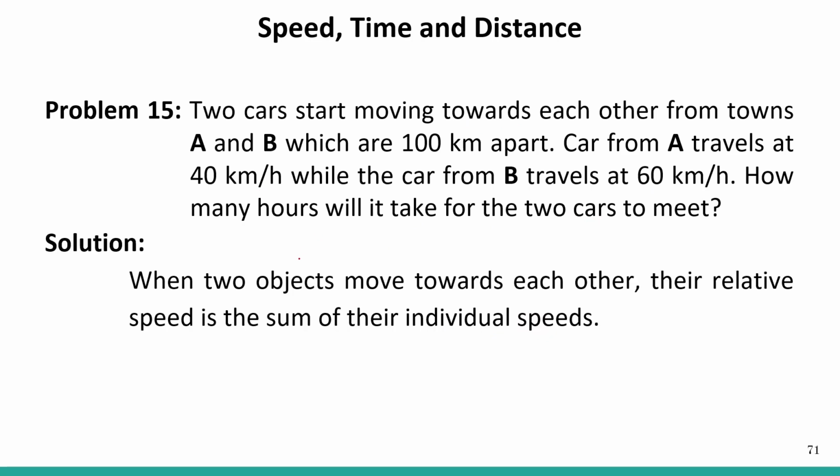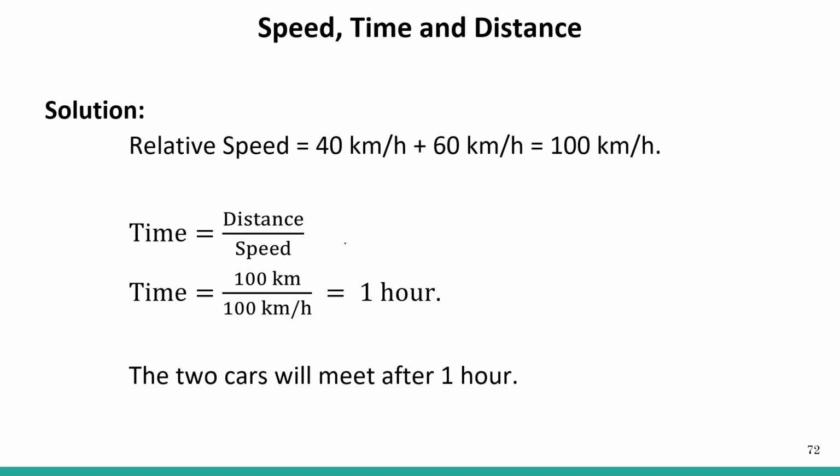When two objects move towards each other, their relative speed is the sum of their individual speeds. So it will be 40 plus 60, which is equal to 100. Distance by speed is 100 by 100, which is equal to 1 hour. So the two cars will meet after 1 hour.